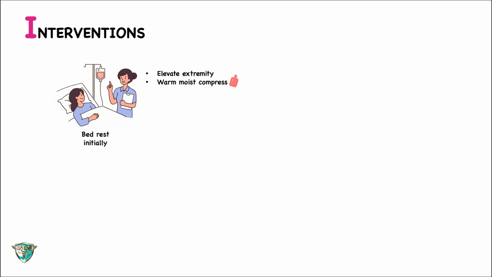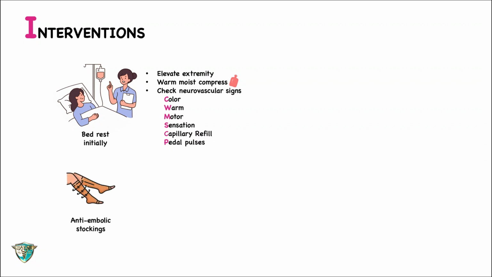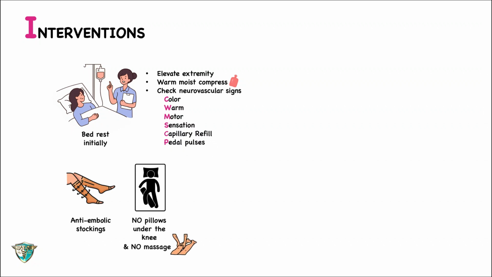The nurse should assess neurovascular signs of the affected limb, including color, warmth, motor movement, sensation, capillary refill, and pedal pulses. Additionally, apply anti-embolic stockings as prescribed, typically after edema subsides, to reduce venous stasis and assist in venous return to the heart. Advise the patient to avoid putting pillows under the knee and to refrain from massaging the extremity. It is crucial to monitor for sudden shortness of breath and chest pain, which could indicate a possible pulmonary embolism.